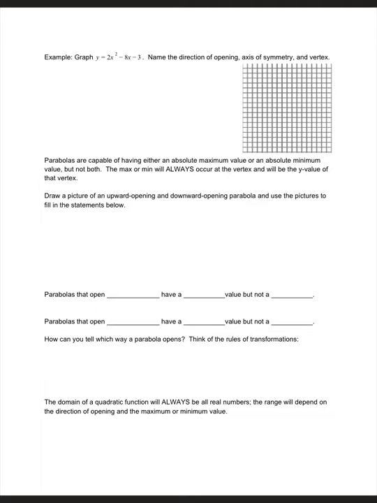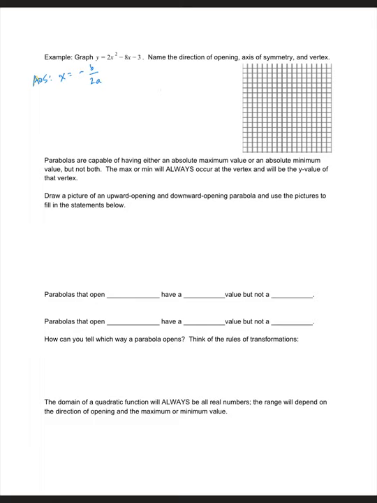All right, let's talk about graphing quadratic functions that are written in general form. Sometimes it's called general form, sometimes it's called standard form. So the first step in this is we need to know what the axis of symmetry is. And as we saw in the last video, there's a formula for that. The axis of symmetry is x equals negative b over 2 times a.